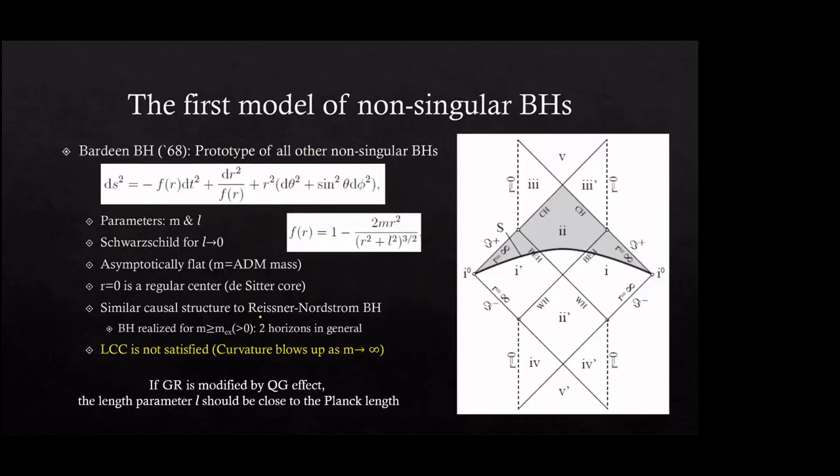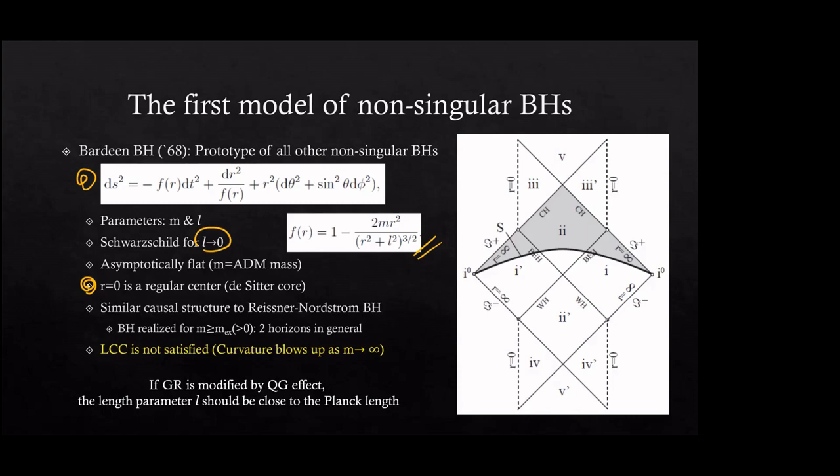And now let us see the first model of the non-singular black holes, which is the well-known Bardeen black hole. So the metric is given by this, with the metric function being this. And this contains two parameters, m and l. And m is actually the ADM mass, and the space-time is asymptotically flat. And this space-time reduces to the Schwarzschild if the length parameter is vanishing. And actually, there is a regular center.